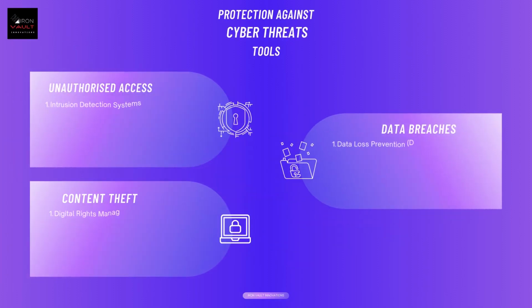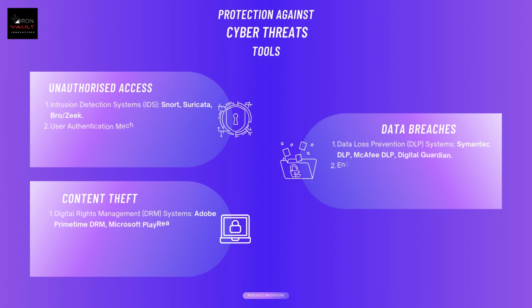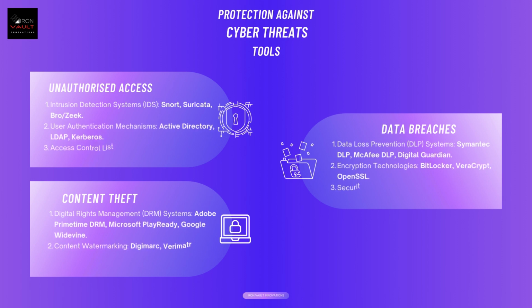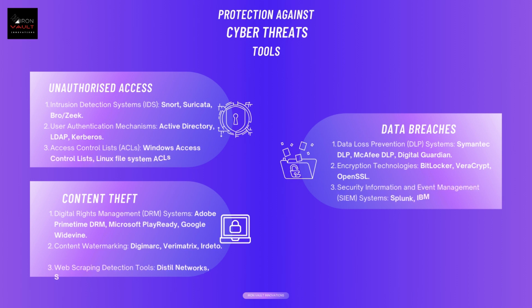Let's go on to the next one. Protection against cyber threats. What tools can we use for all these things? Let's begin with the intrusion detection system: Snort, Suricata, Bro, Zeek. Bro and Zeek are the same one, just with two different names. These tools can be used for the intrusion detection system.